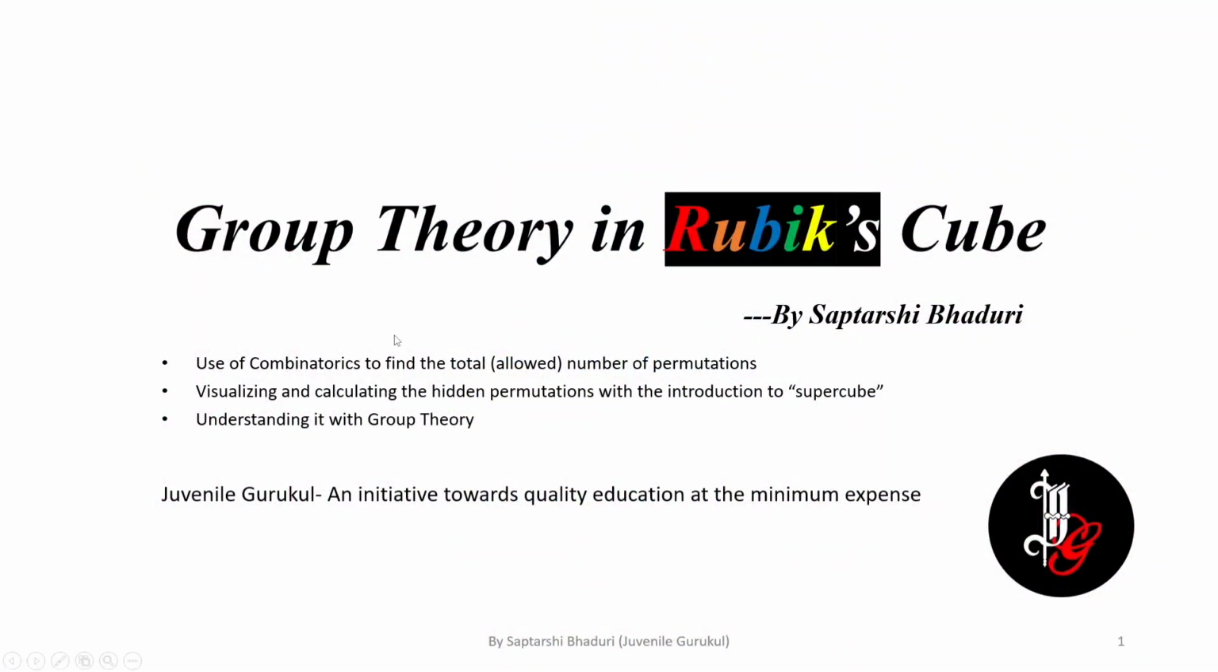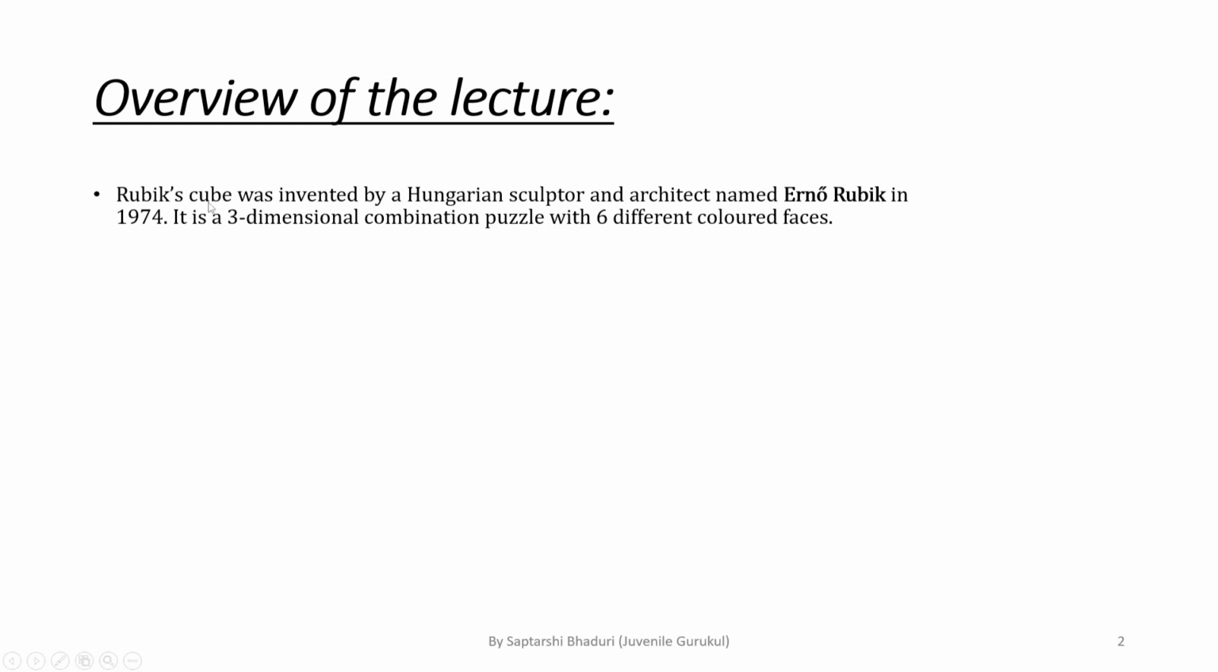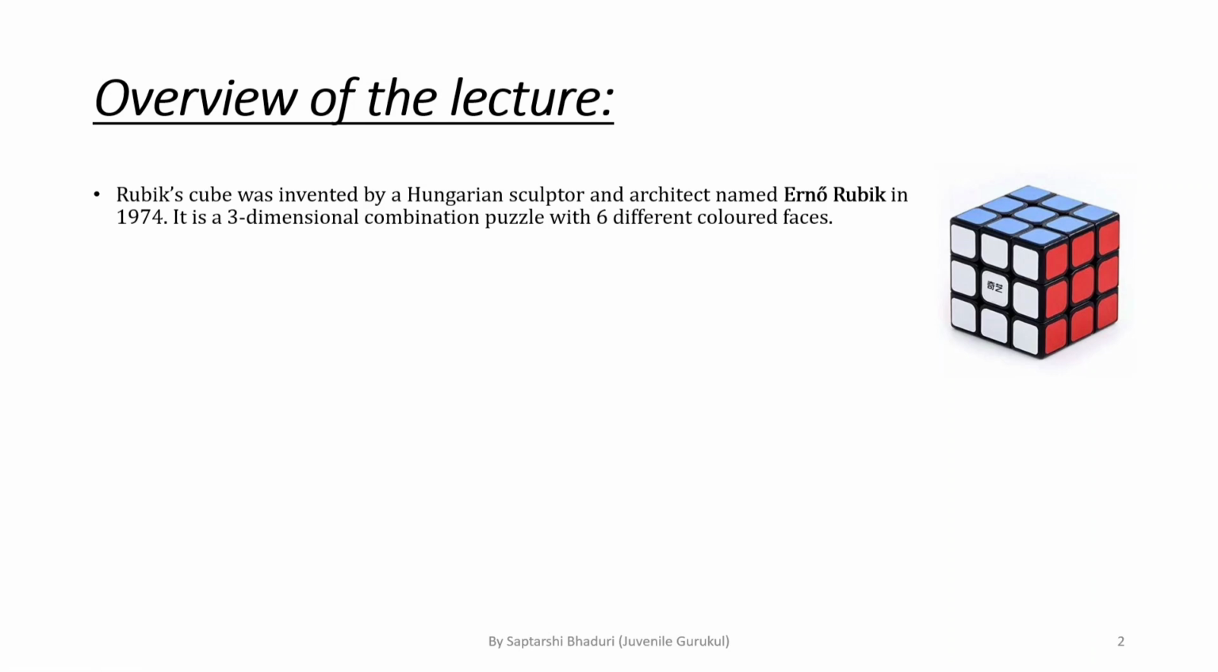Today's topic is group theory in Rubik's Cube. Let's start with a basic overview of the lecture. Rubik's Cube was invented by a Hungarian sculptor named Rubik in 1974. It is basically a three-dimensional combination puzzle with 6 different colored faces. Here you can see an image of the Rubik's Cube. It is basically a 3x3x3 Rubik's Cube.